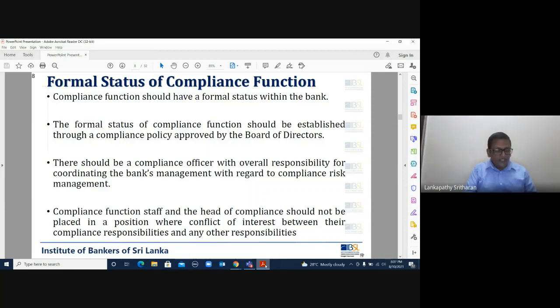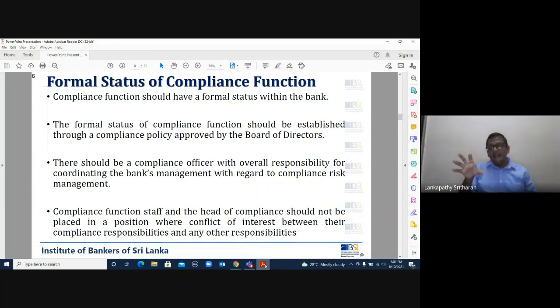the board of directors has to appoint or approve a compliance policy for the bank, and they have to review that policy from time to time. That is important, because in most institutions, when we go for a supervision, we observe that once they formulate and approve the policy, for a long time there won't be any changes, and that particular policy will continue.